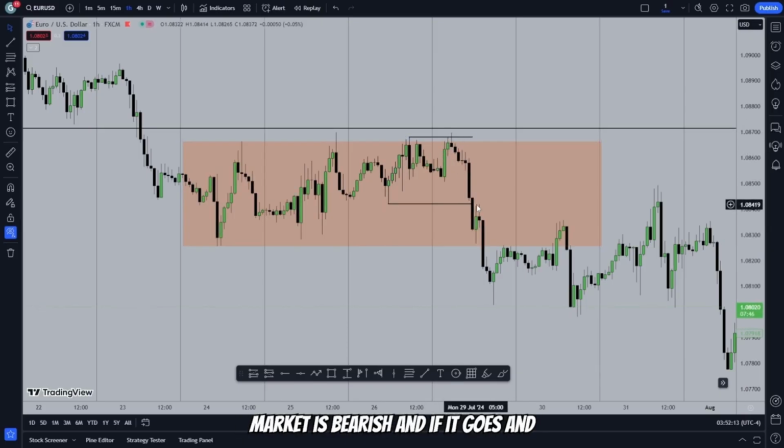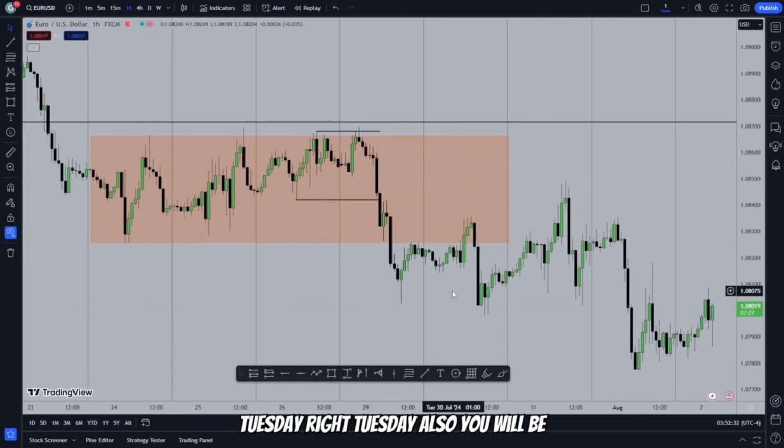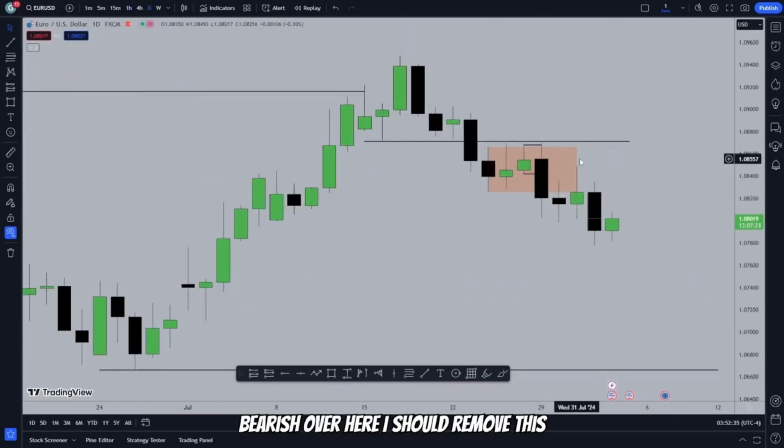It will only happen if the market is bearish, and if it goes and takes the buy side liquidity, that's the best opportunity you got to take trades. Okay, so you got one entry over here. Okay, and suppose you missed this entry, and you waited for the next day on Tuesday, right? Tuesday also you will be bearish over here. I should remove this. Tuesday you will be also bearish.